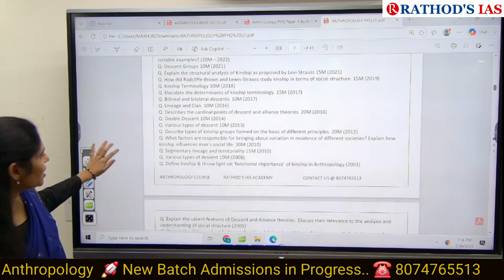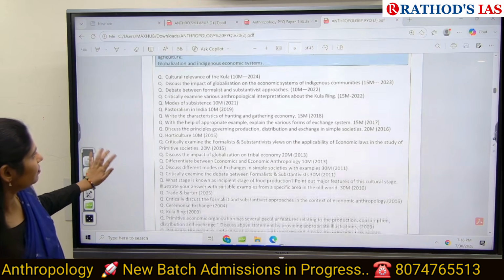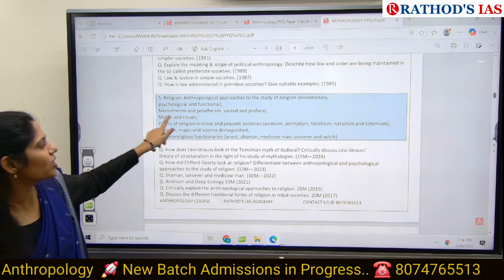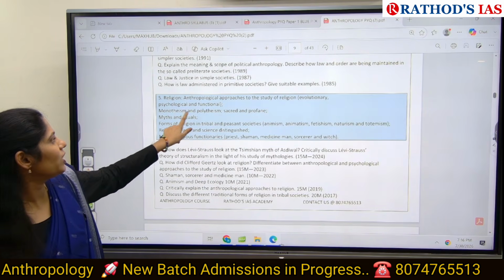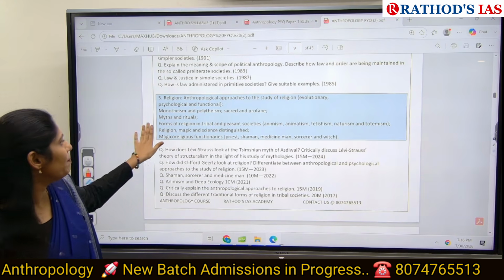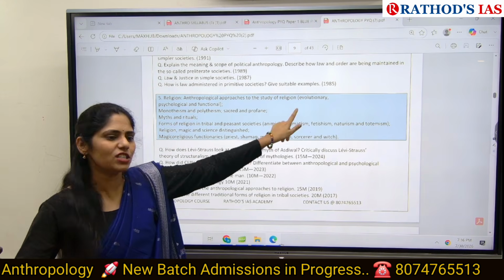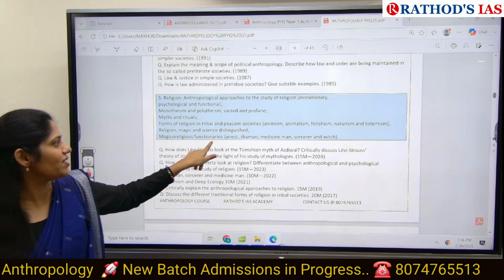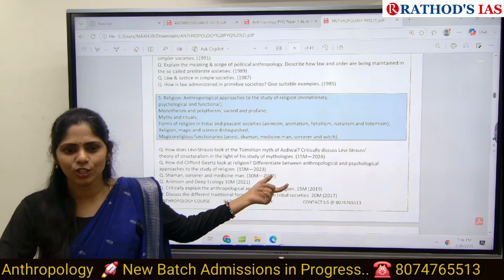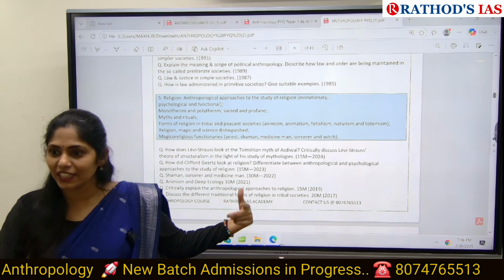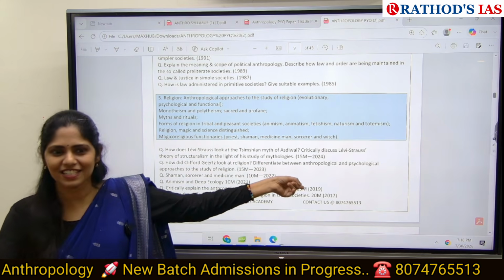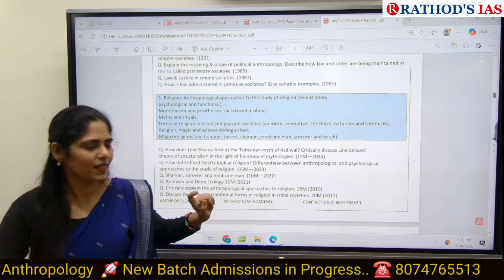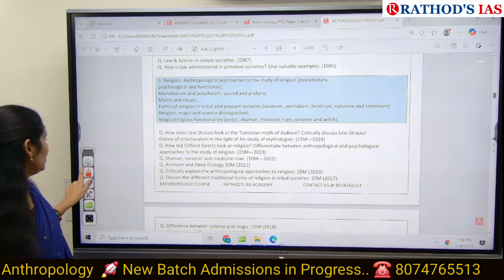You know about religion, right? Okay, I'll show you religion. Anthropological approaches to religion: monotheism, polytheism, sacred, profane, myths and rituals, animism, animatism, fetishism, naturalism, totemism, religion, magic, science. And we have some people like priests, shamans. You know this, no? Tantrikalu, Mantragallu. So that we'll discuss. Even we'll discuss black magic and white magic in this topic. So let us see how the questions were asked.